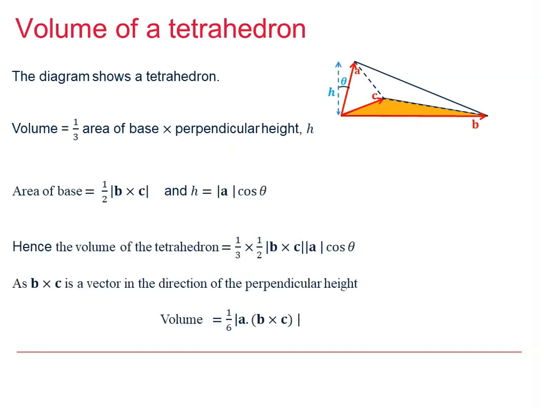Looking at that written out, you see that the rest of the argument is very similar to that for the parallelepiped. Because of that 1/3 in the volume formula and the 1/2 being a triangle rather than a parallelogram, we end up with 1/6 of the size of the scalar triple product. So for a tetrahedron, the volume is 1/6 of the modulus of the scalar triple product A dot B cross C.